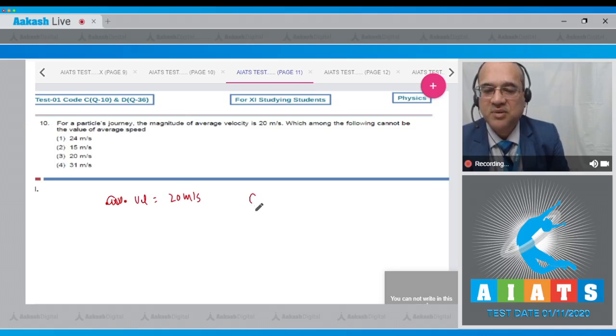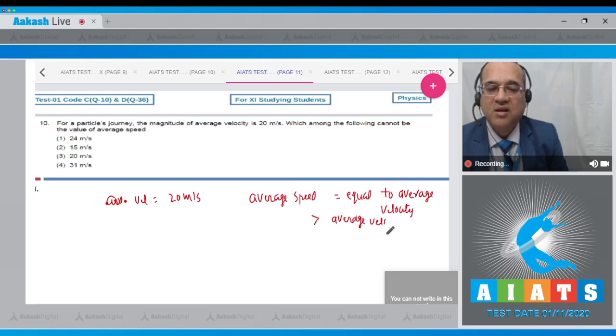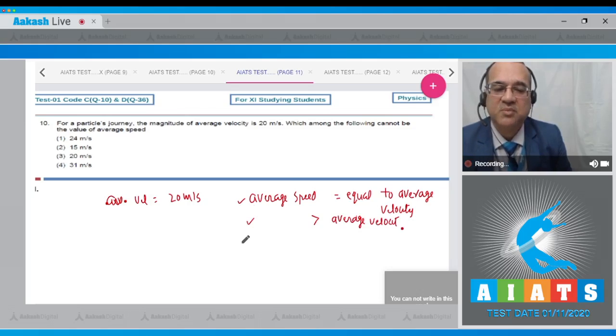And we know the concept that average speed can be equal to average velocity, or average speed can be greater than average velocity. But it is never that average speed will be less than the average velocity.